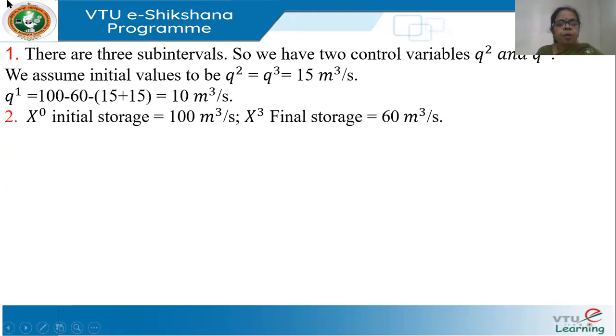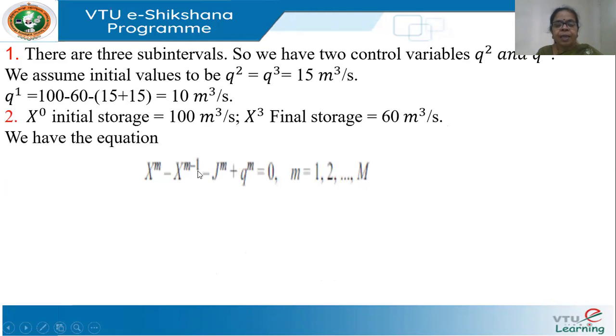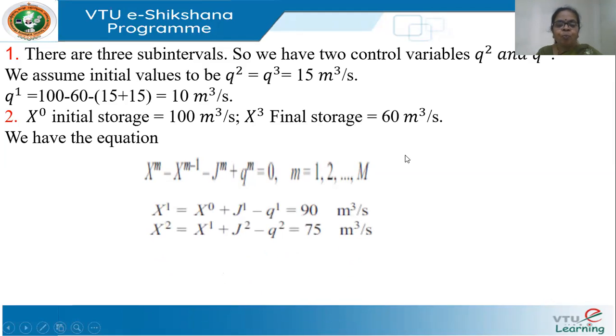Next, I have X0, initial storage is 100, X3, final storage 60, and we have the equation XM minus XM minus 1. Here you know that there is no inflow in the data given, so J will be 0. From this, I can write X1, that is the storage at the time period 1. I need all these data to calculate the hydro generation. Substitute M equal to 1 in this equation. I get X1 equal to X0 plus J1 minus Q1. X0 is 100, J1 is 0, Q1 is 10. So I get X1 is 90.